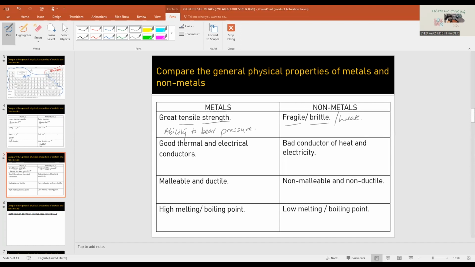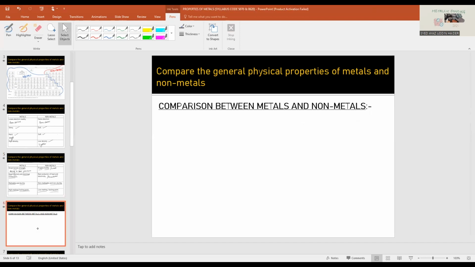Metals are good thermal and electrical conductors, and non-metals are insulators or bad conductors of heat and electricity. Metals are malleable and ductile. Non-metals are non-malleable and non-ductile. Metals have high melting points and high boiling points, and non-metals have low melting and boiling points.